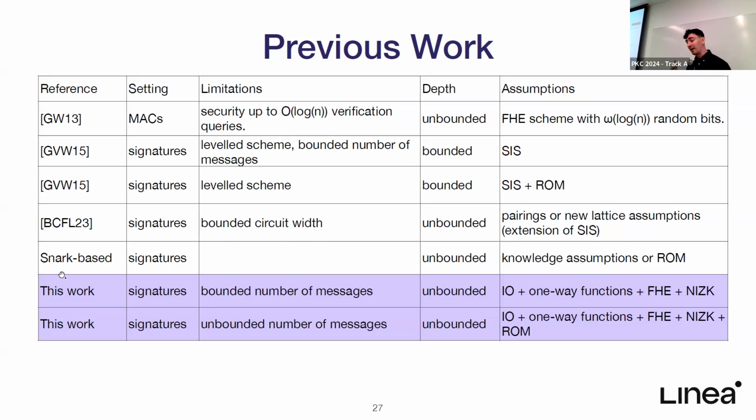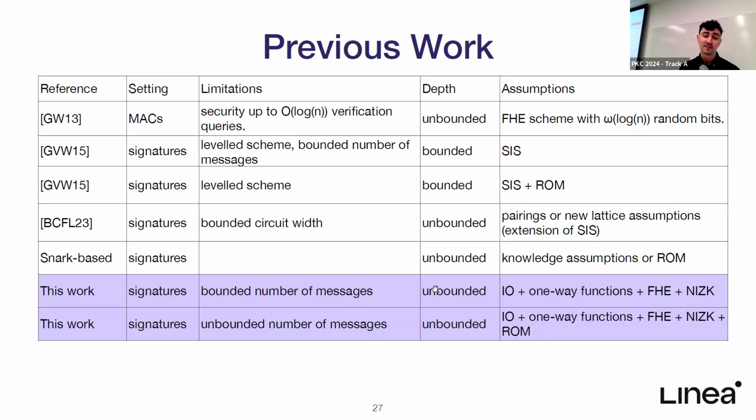Another thing you can do is to use SNARKs. If you use SNARKs, you can get unbounded depth, but then you have to rely on knowledge assumptions or the random oracle model. We are interested in only using falsifiable assumptions, so avoiding knowledge assumptions, at least for this work. It's always good to have multiple options.